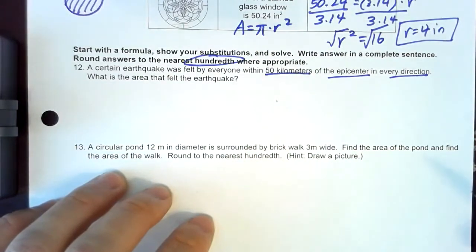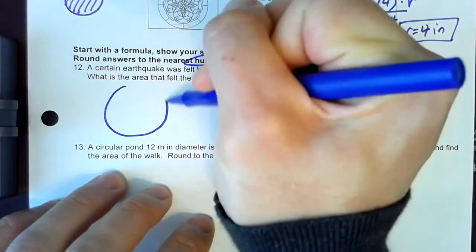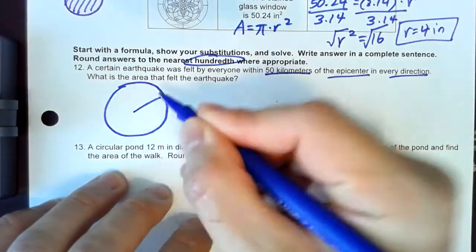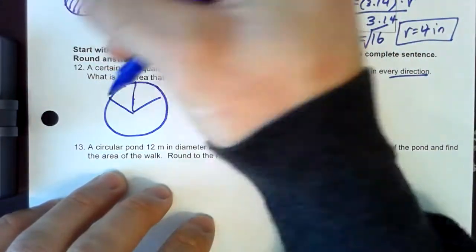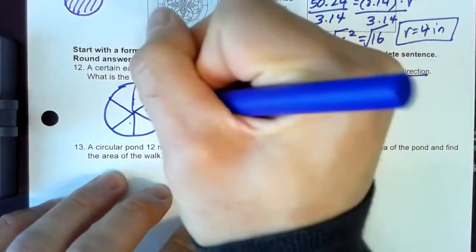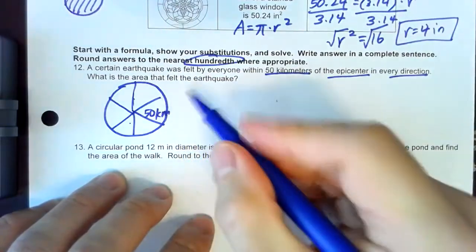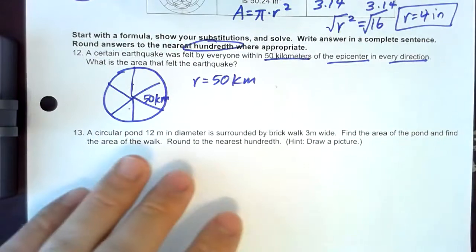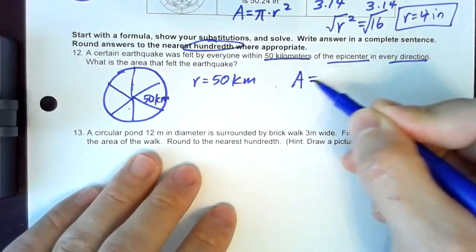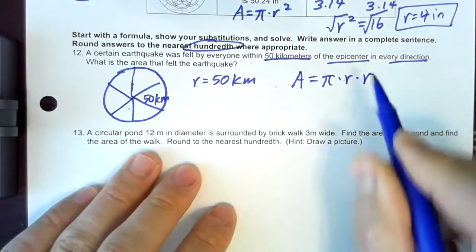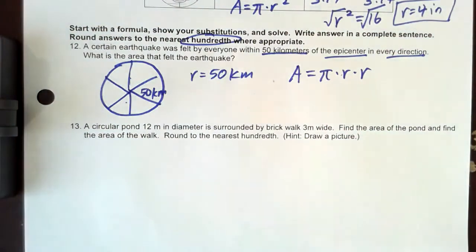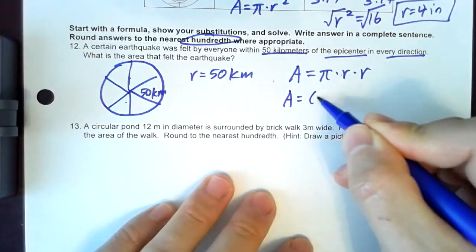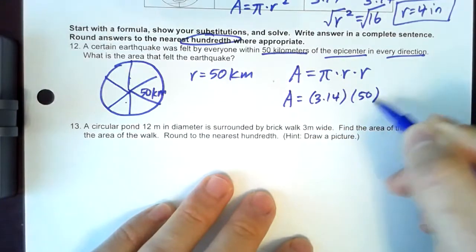What is the area of the earthquake? Okay. So an earthquake was felt 50 kilometers from the epicenter in every direction. So you can kind of say, wow, this earthquake was hitting from the center. It was going 50 km everywhere. Well, that's like saying that the radius was 50 km. And if we know the radius, and we also know that the formula of area is A equals pi times r squared, well then, don't we know that the area has to be 3.14 times 50 times 50?